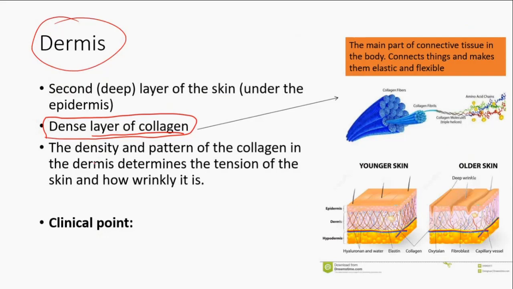The thing you should understand about the dermis is that it contains a lot of collagen, as we said. So what exactly is collagen? You're probably thinking, okay, I've heard of collagen, like Botox and all of that stuff, but what really is collagen? Essentially, collagen is there to connect things together, and it makes things elastic and flexible.